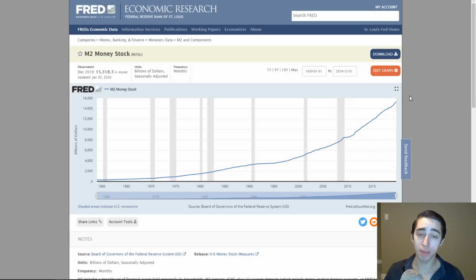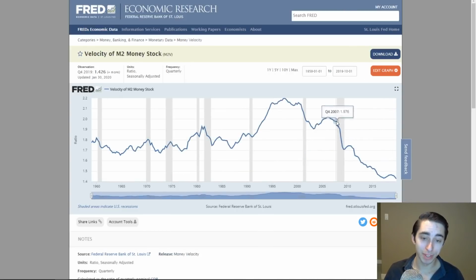We'd obviously expect to see some pretty high levels of velocity in this case, right? Well, actually we haven't. Since back in 2008, we've seen velocity go from about 1.9 down to 1.4. So over a certain period of time, we're seeing a dollar change hands 1.4 times instead of 1.9 times.